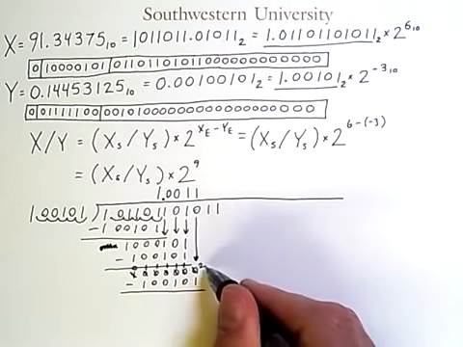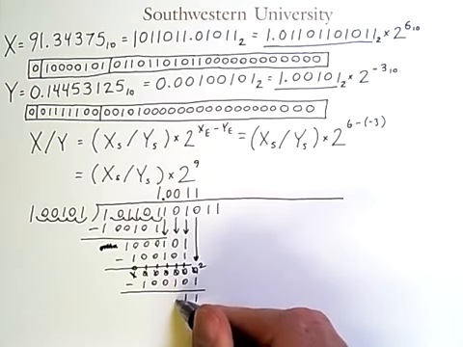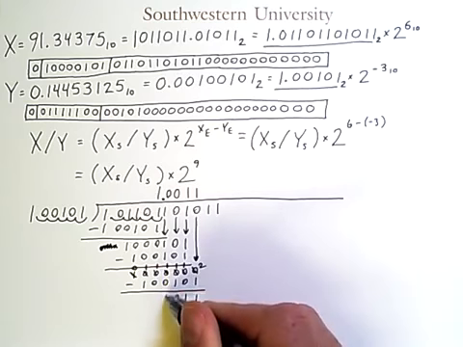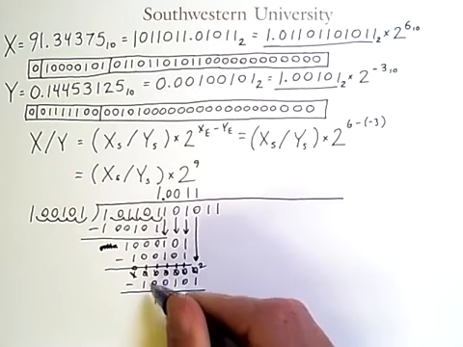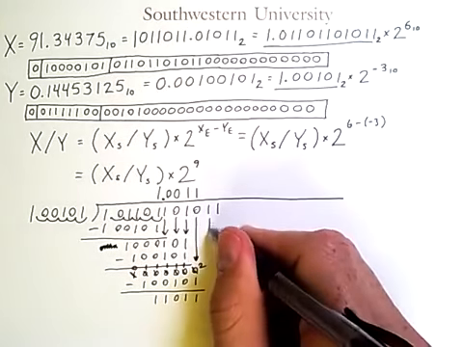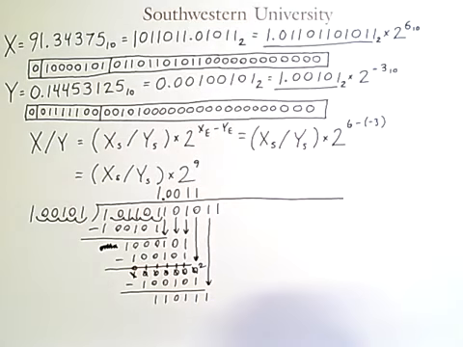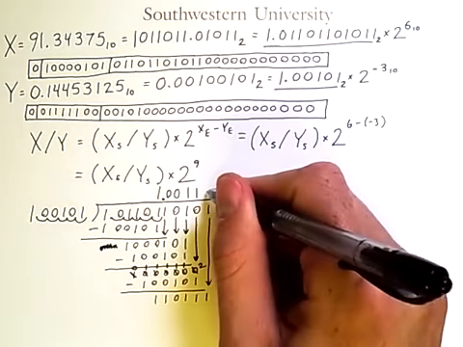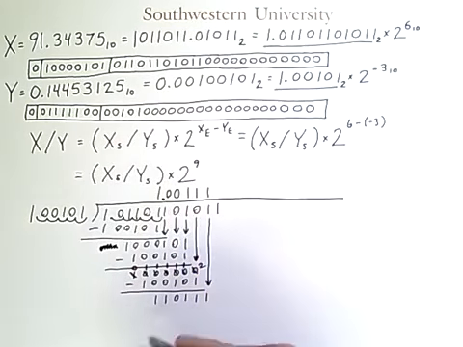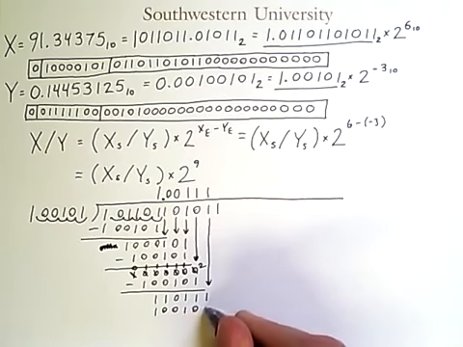So 2 minus 1 is 1, 1 minus 0 is 1, 1 minus 1 is 0, 1 minus 0 is 1, 1 minus 0 is 1, and then 1 minus 1 is 0, so I'll leave that. And I'm left with 1, 1, 0, 1, 1. Pull down the next 1. And can this fit into that? Yes, it can. So I get 1, 0, 0, 1, 0, 1.